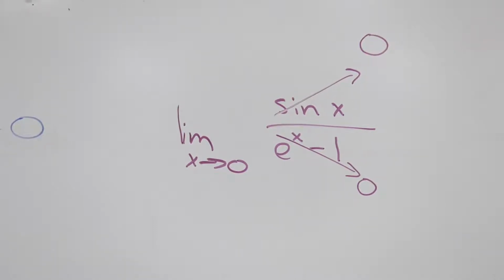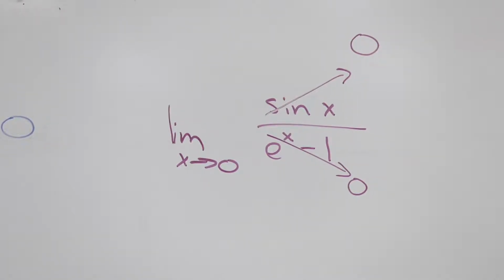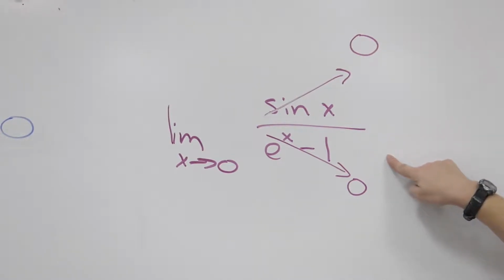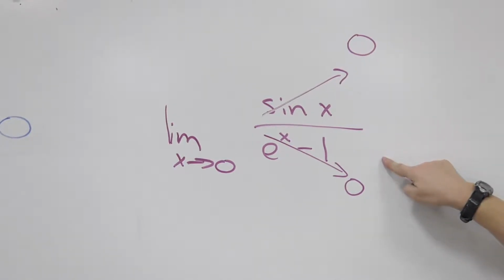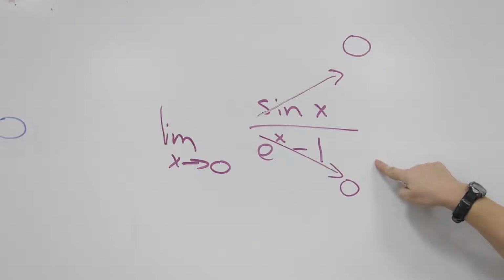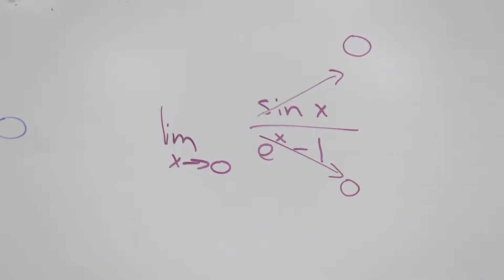I'm using arrows to indicate that the top and bottom are going to 0. I am not writing that they are equal to 0. I can't write that because the bottom cannot be 0. It can never actually equal 0. It's just getting close. But this gives me an indeterminate form. We say it's an indeterminate form of the type 0 over 0, and L'Hopital's rule applies.